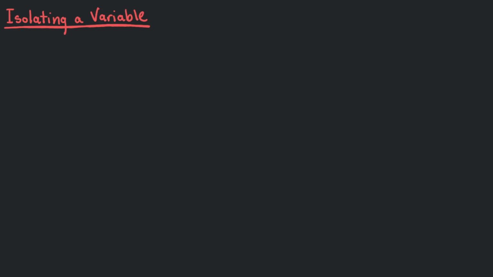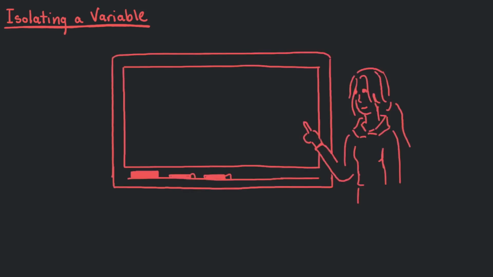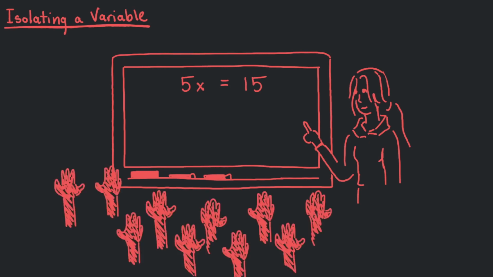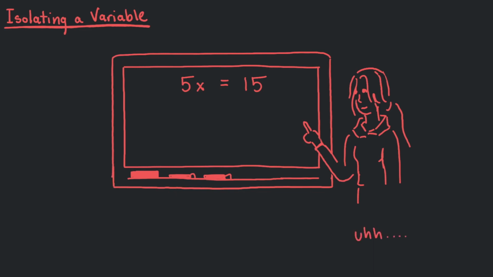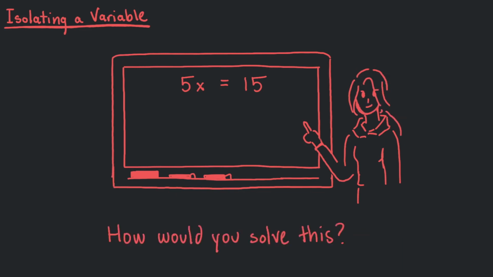In this video, we will learn how to solve algebraic expressions and rewrite formulas by isolating a variable. Your teacher puts this equation on the board for the class. 5x equals 15. So many people in the class raise their hand to answer the question, but no one can explain how they got the answer. The teacher turns to look at you and asks, how would you solve this equation?